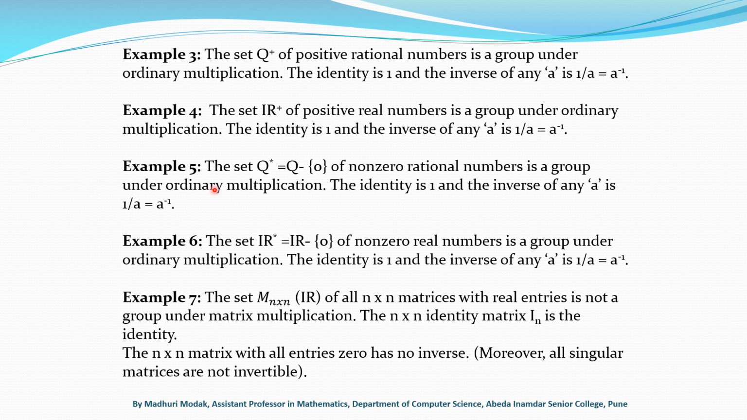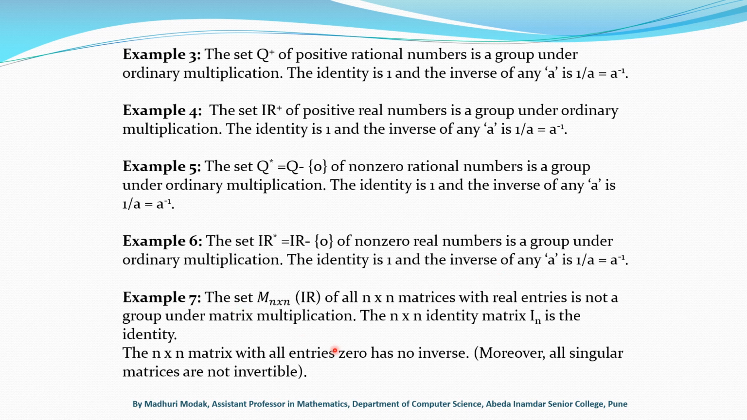Then consider Q star, Q minus 0, that is the set of non-zero rational numbers. Again, this is a group under ordinary multiplication with identity 1 and inverse of a as 1 upon a. Same for R star, that is non-zero real numbers. 1 is the identity, and for every element a in R star, 1 upon a is its inverse.